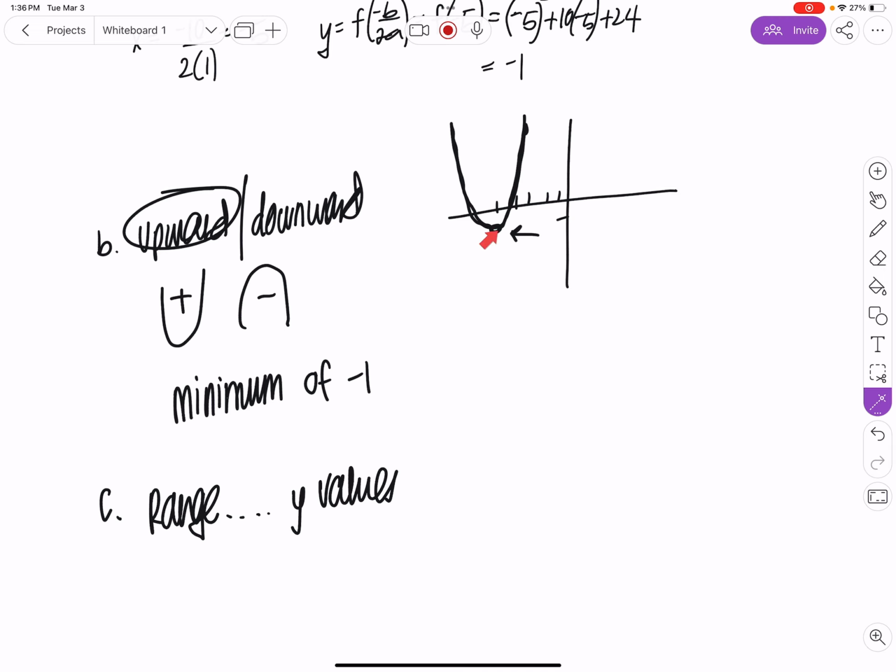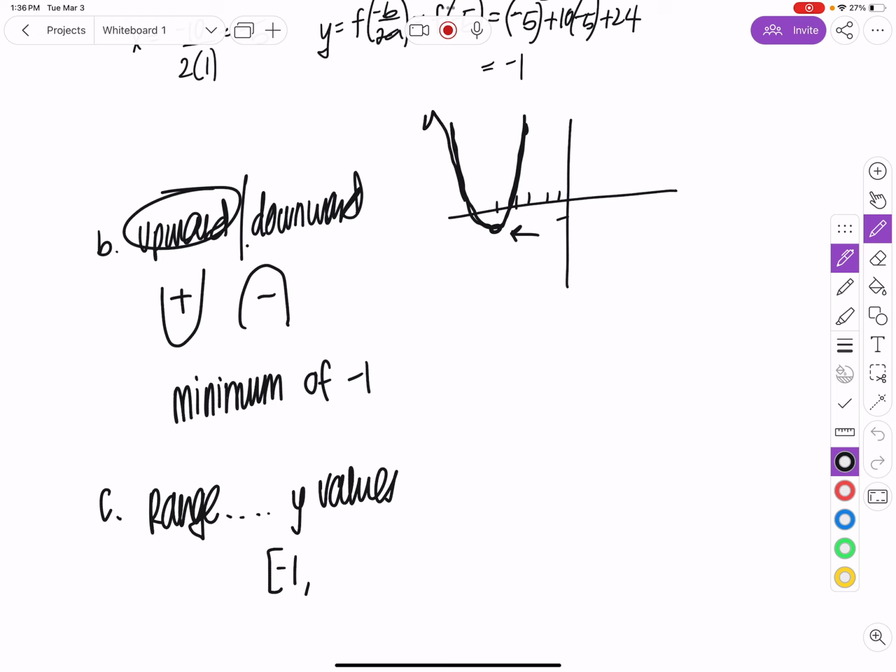And then as I get higher, I start having graph. Where is that at? I start having graph at negative 1, at the y value of negative 1, and then it goes on forever, because this graph, I didn't put any arrows, but it really kind of looks like this. So from negative 1 to infinity is the range.